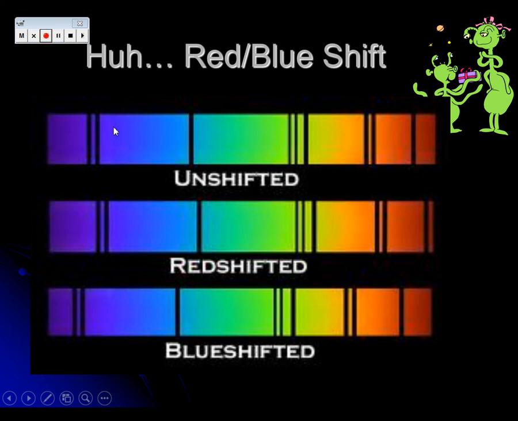Now, if you look at another star, the one in the middle here, this is redshifted. Now, what does it mean to be redshifted? Look back at those black lines where the elements are.